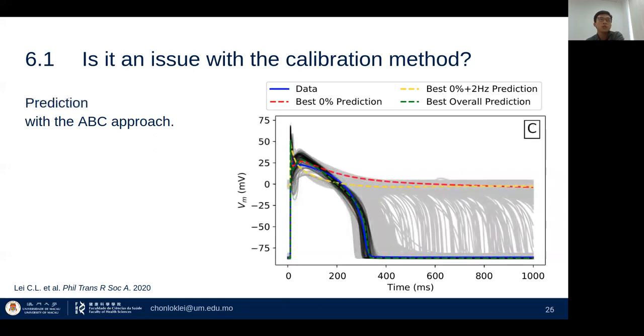And when it comes to predictions of the context of use, even with the ABC approach, it's not able to predict it well. You can see the gray line is all over the place. So at this point, I would say this is not a problem with calibration methods, but it's really the use of the calibration and validation data, with the kinetic assumption not being correct, that causes this issue when it comes to drug block predictions.